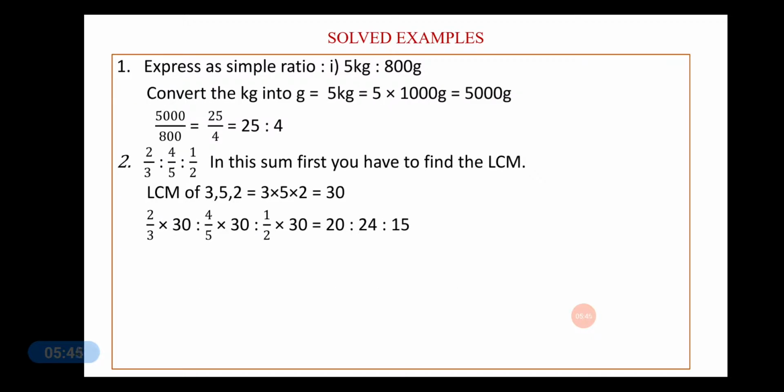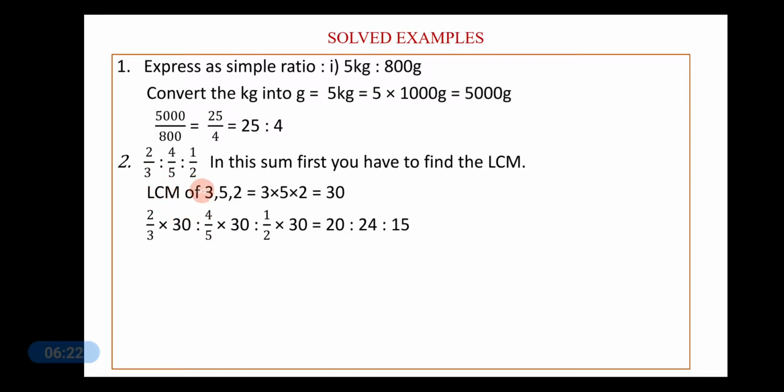Some solved examples. Express as a simple ratio, that is 5 kg is to 800 gram. You can see that both the units are different. Here the antecedent is having a kg and the consequent is having a gram. So converting this kg into gram, we get 5 kg which is equal to 5 into 1000, that is 5000 gram. So 5000 gram divided by 800, you cut off and ultimately you get your ratio as 25 is to 4.